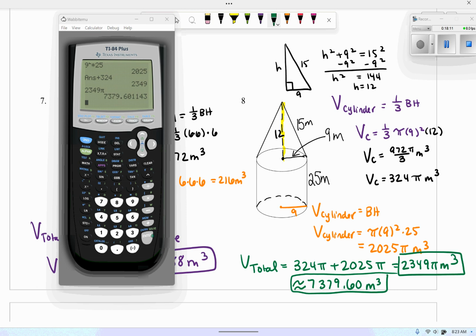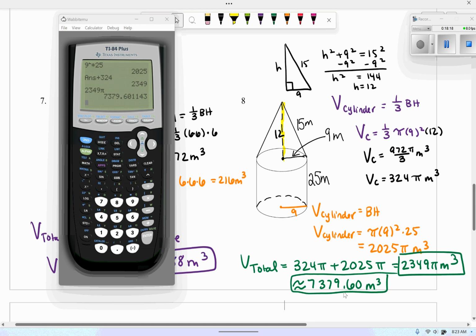That one was slightly different because we had to find the height of the triangle first, because we were given this side here and this side here.